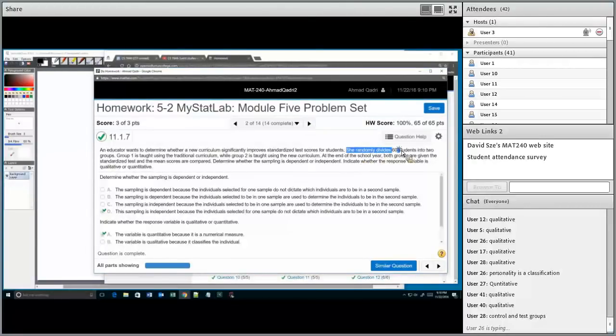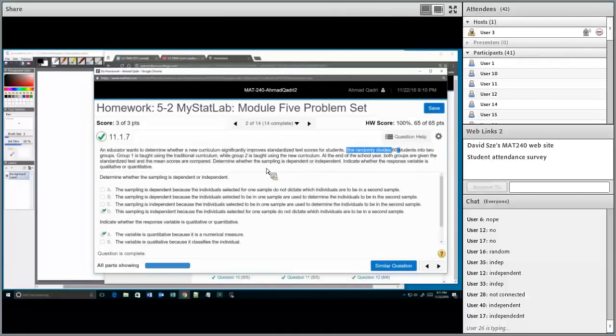Initially, she is randomly dividing 60 students into two groups. Do you think it matters? Does the assignment of students to each of these two groups matter? As in, are they connected somehow? Or is it completely random? And if it's completely random, do you think it's dependent or independent? It's random, yes. So it's independent. Assignment of one student to one group does not dictate who gets assigned to the second group. It is absolutely independent. So this is again an independent sampling method.